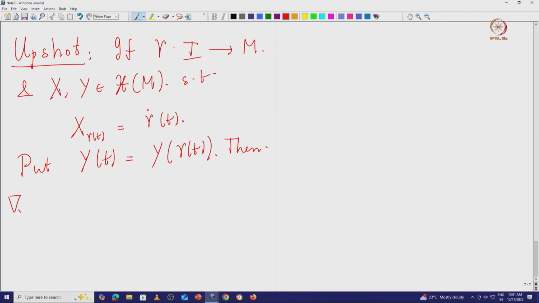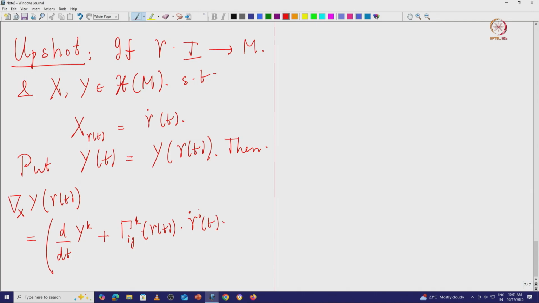So if you compute the derivative of y in the direction of x at any point on this curve, that will equal the following: d by dt of y^k plus Gamma^k_ij on gamma of t times the ith component of the velocity vector of gamma times y^j of t, times ∂_k.